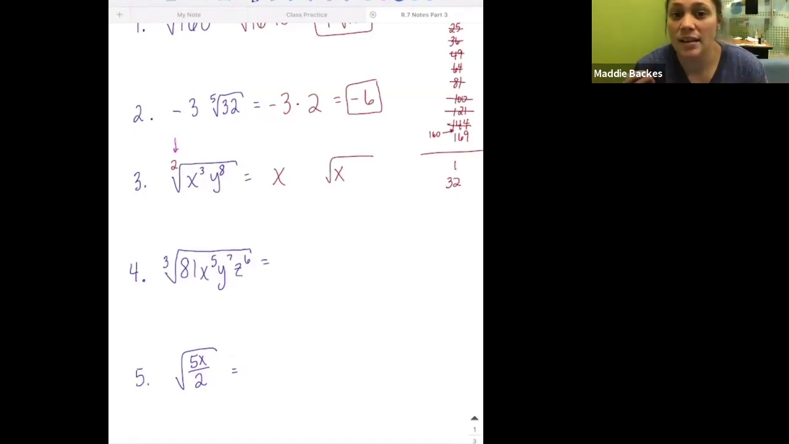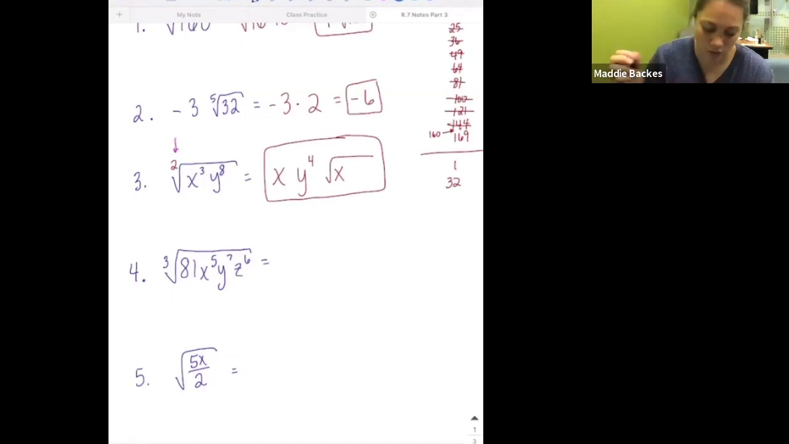Okay, y to the 8th. 8 is divisible by 2, so we can just go ahead and divide that. 8 divided by 2 is 4, so I have y to the 4th on the outside. I didn't have any y's remaining on the inside because 8 evenly divides 2, or 2 evenly divides into 8.